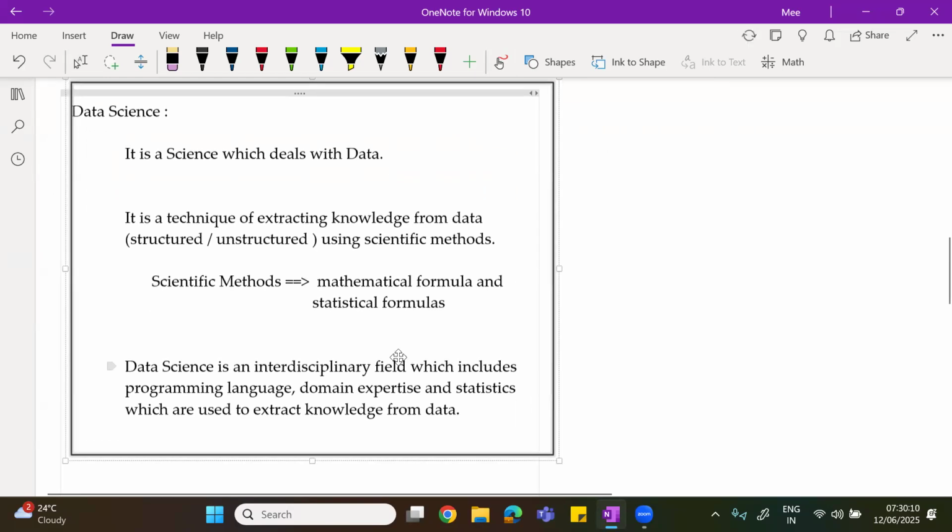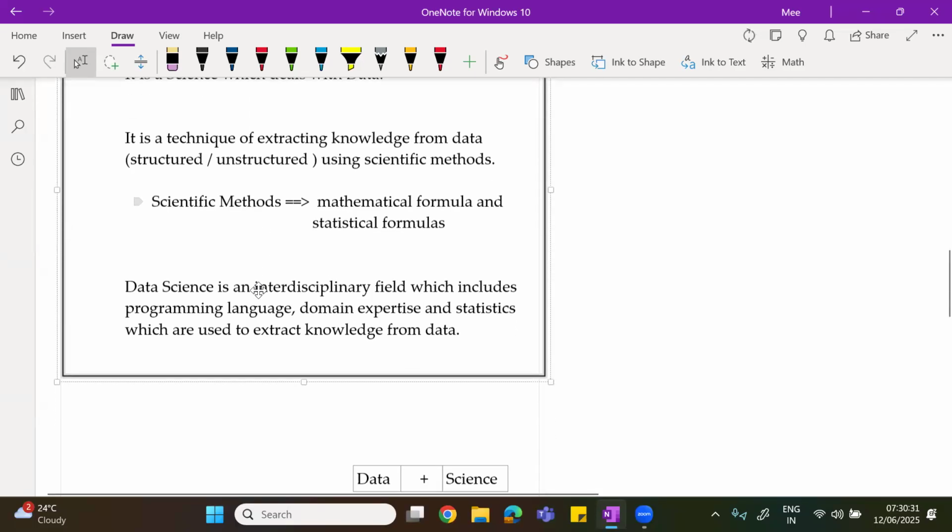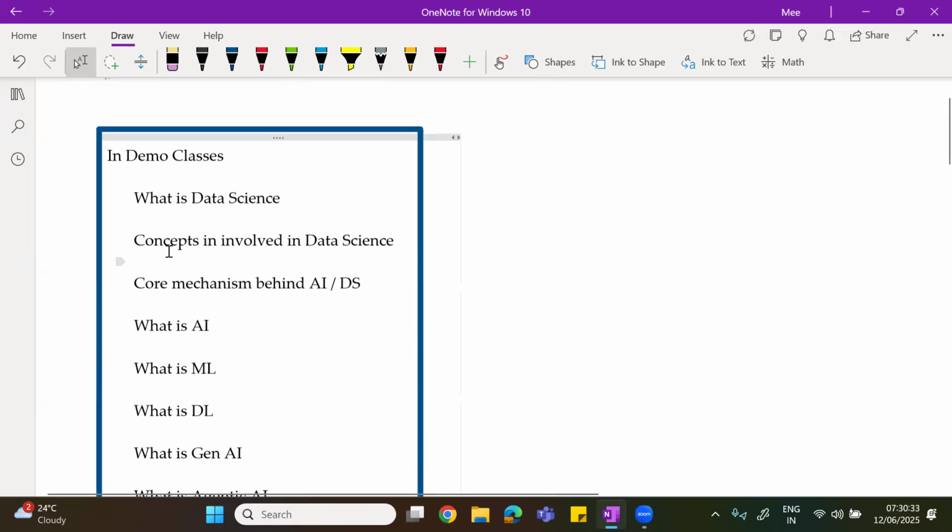Preferably you can remember the second one which I talked about: it is a technique of extracting knowledge from data using scientific methods. You can use that if you remember. Now let's see what the core mechanism is. We have seen what data science is now, and the concepts of data science we saw yesterday. Now, the core mechanism behind this.